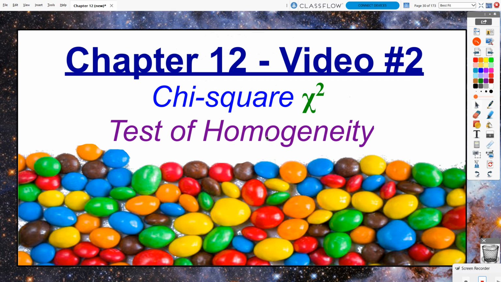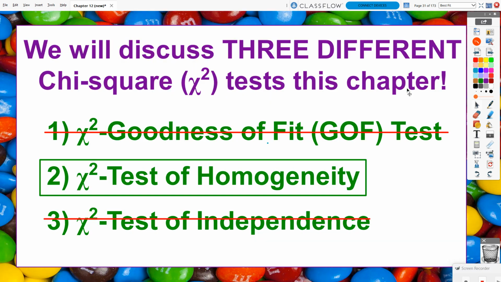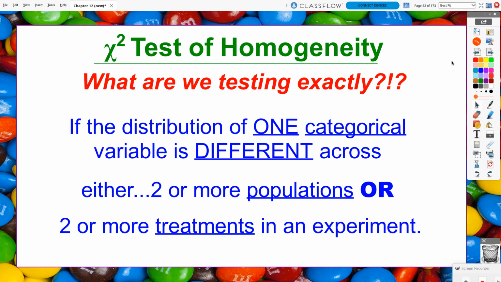Chapter 12, Video 2. We are going to be continuing on with our chi-square distribution discussion. In this video, we are going to be looking at a test of homogeneity. Previously, we had talked about a chi-square goodness of fit test in Video 1. With a chi-square goodness of fit, we were looking at one categorical variable against one population. So what's going to make a chi-square test of homogeneity different?